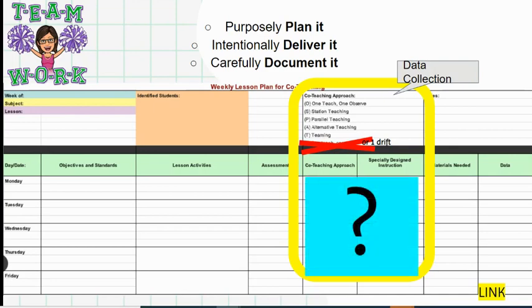This link is also there, this template. This came from Dr. Marilyn Friend. She recognizes this is a powerful planning tool so that we avoid teaching on the fly.